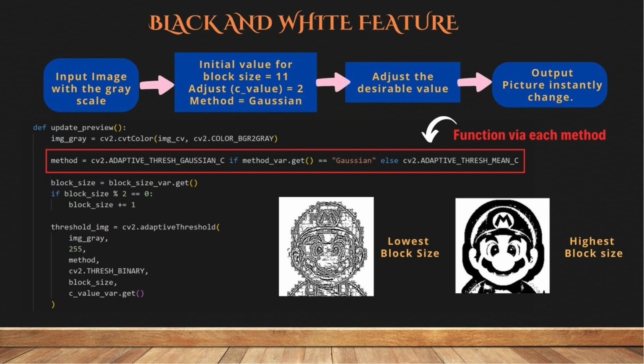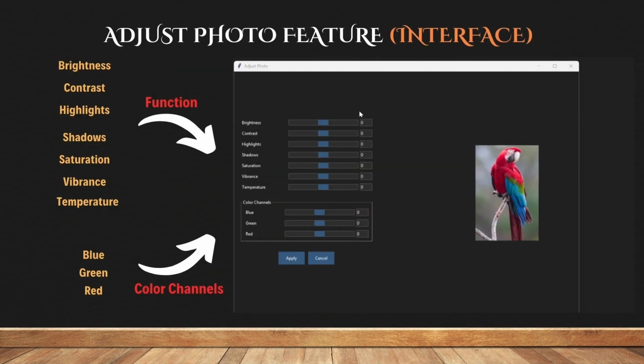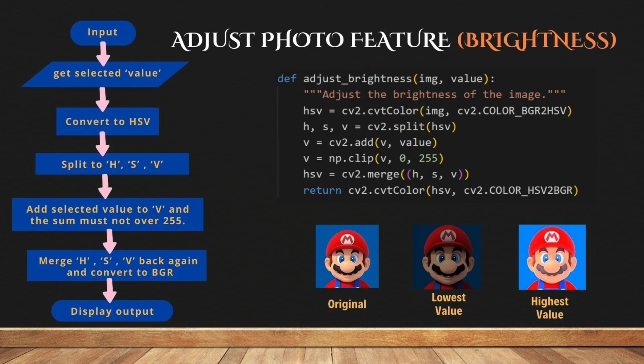Here is the flowchart of the black and white feature. You can see the function where each method is in this line. And here is the difference between the lowest box size and the highest box size. This is the adjust photo feature user interface. You can adjust brightness, contrast, highlight, shadow, saturation, vibrance, temperature, and also adjust the color channels: blue, red, and green.